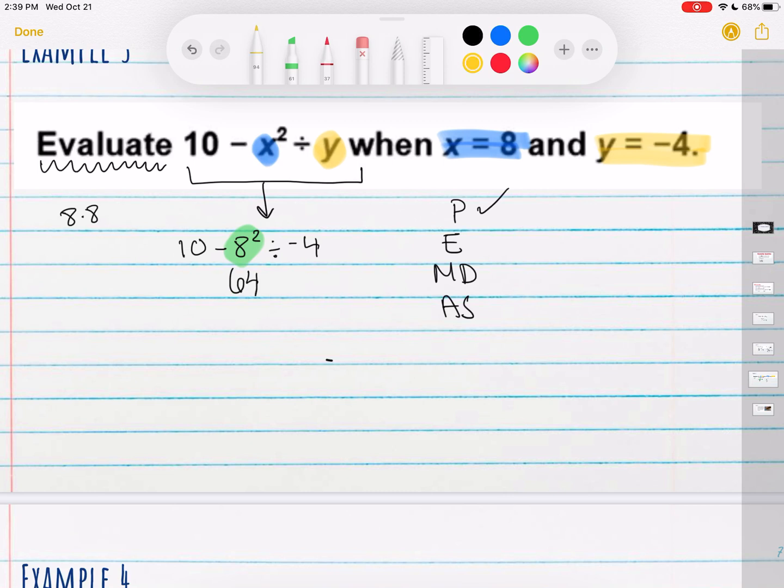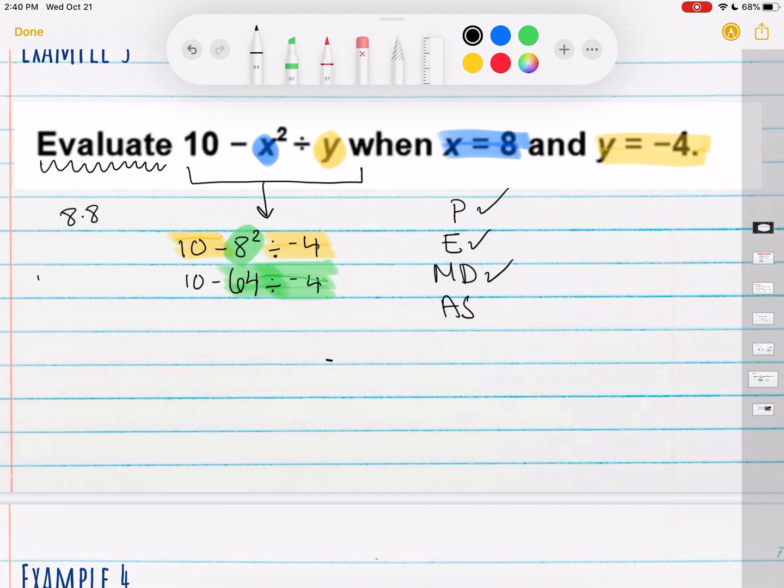Then I'm going to drop down everything I did not just use, so that 10 minus, and that divided by negative 4. And I'm going to move on with PEMDAS. So I'm all done with exponents. Now, is there any multiplication or division? Yes, there is right here. Oh, I meant to highlight that. Right here. So, 64 divided by negative 4.